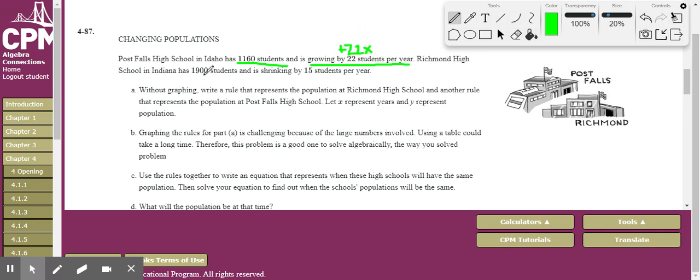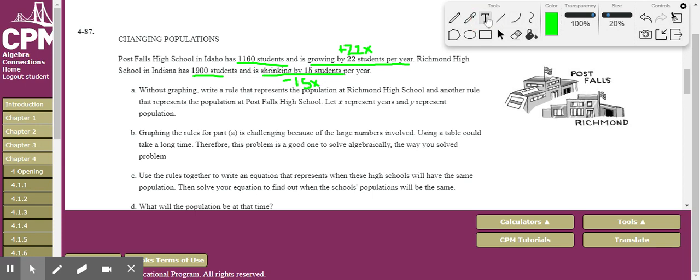Richmond High School in Indiana has 1,900 students and is shrinking by 15 students per year. So that's going to be minus 15 per year. So minus 15X. And then when I look at the starting population, that's going to be my constant.